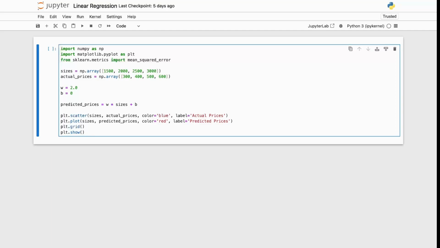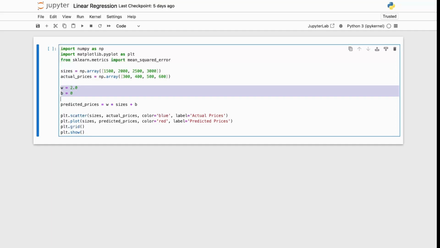We will use the same dataset as before, with the sizes of homes, sizes as an array, 1,500, 2,000, 2,500, 3,000, and the actual prices as another array, 300, 400, 500, 600. Next, we need to define the model parameters, specifically W and B. In linear regression, the formula we use is y equals W times X plus B. Here, X represents the sizes of the homes, and our target Y is the predicted prices, referred to as predicted prices. For simplicity and clarity, we'll set the intercept B equals 0 and an initial arbitrary slope W equals 2.0.